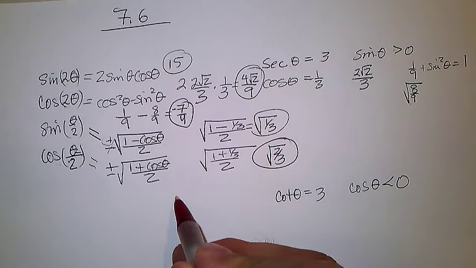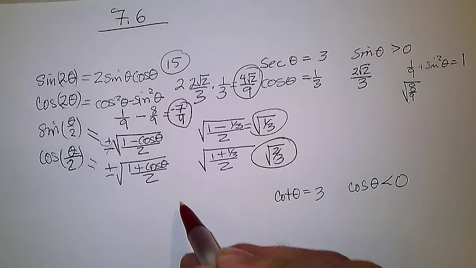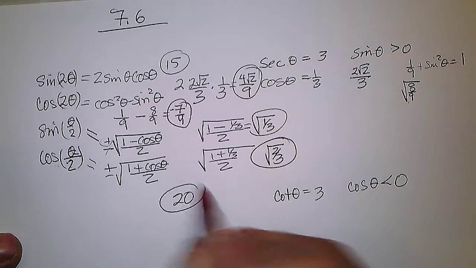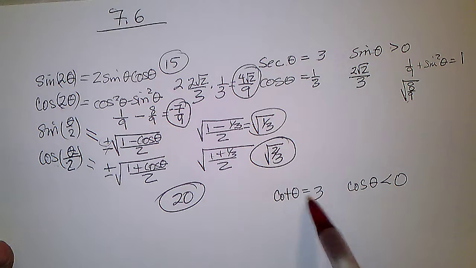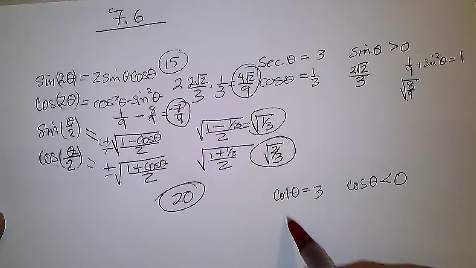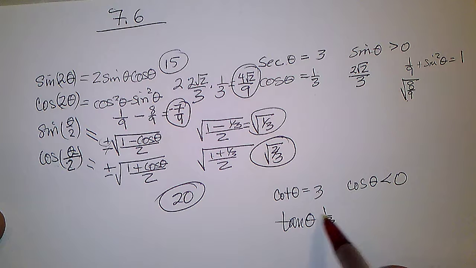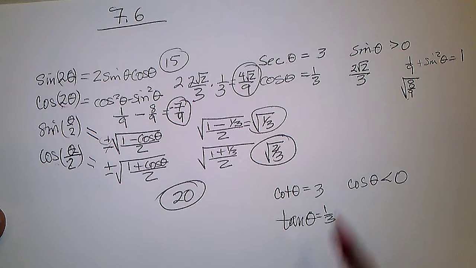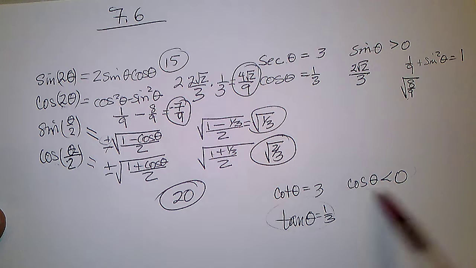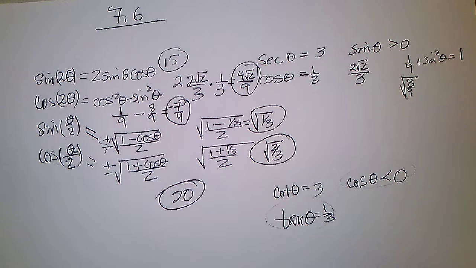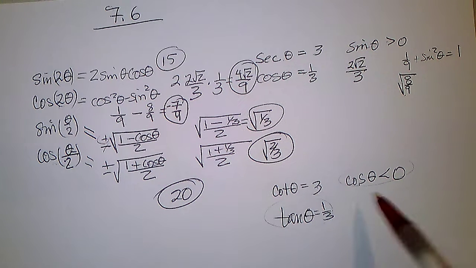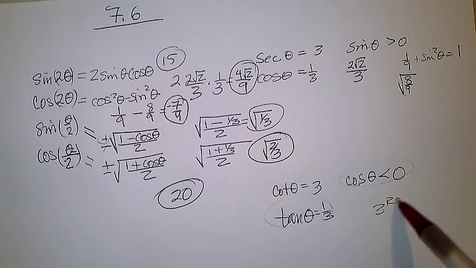Now for problem 20. We're supposed to find the same things, but the cotangent is 3, which means the tangent is 1/3, and tangent's positive, and the cosine is negative. So if the cosine's negative and the tangent's positive, the sine must be negative, so we must be in the third quadrant.